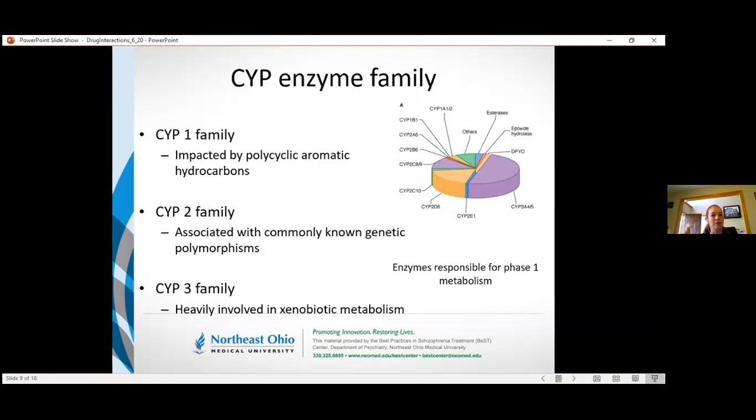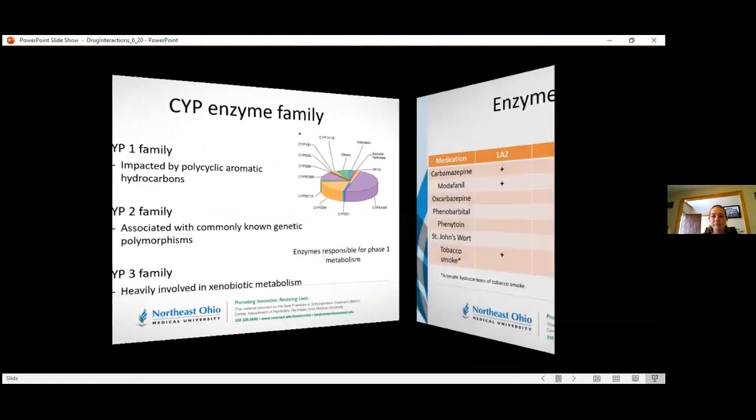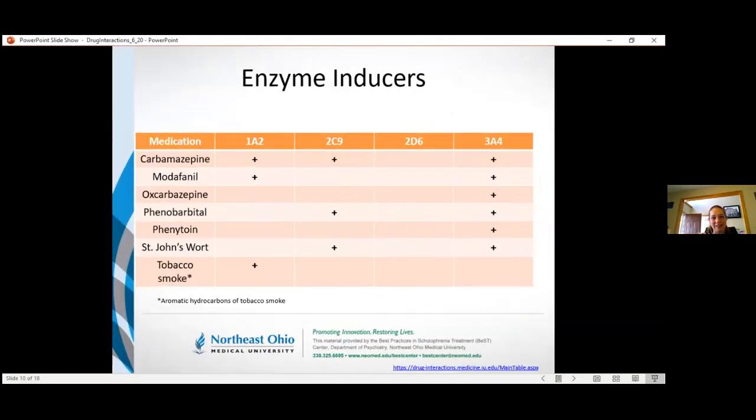Clozapine and olanzapine, we're going to look at some data in just a minute, because it can have a pretty significant impact. The family of 2 and 3 actually metabolizes a large portion of our other medications: benzodiazepines, antidepressants, antipsychotics. So these really are the focus of, even if the medication itself doesn't induce or inhibit, it may potentially impact the concentrations or side effects of the medications that you're using.